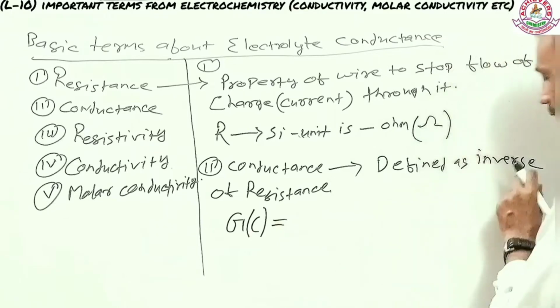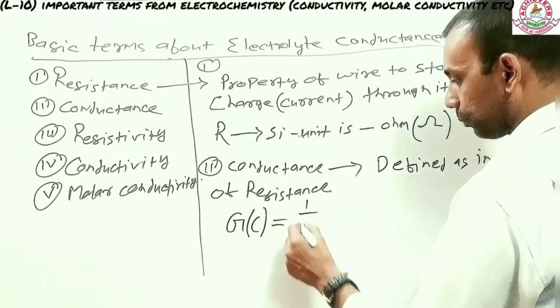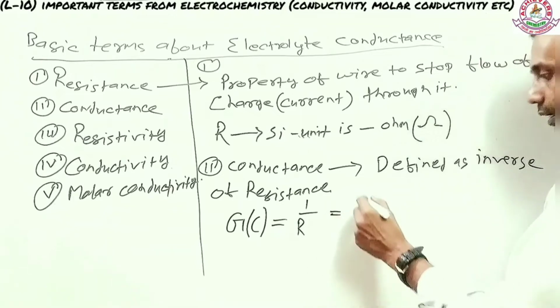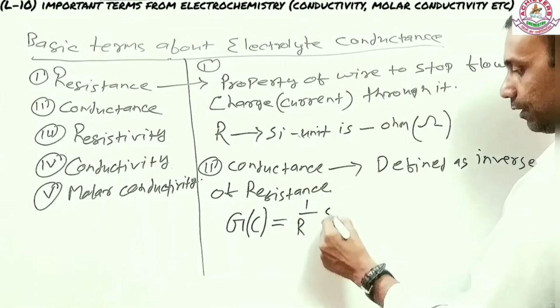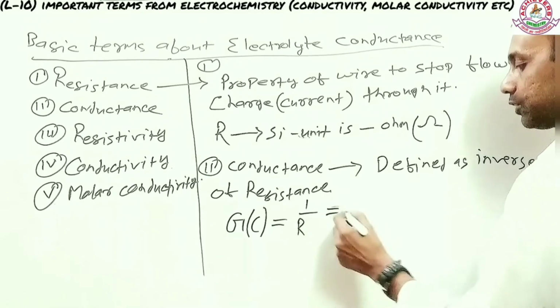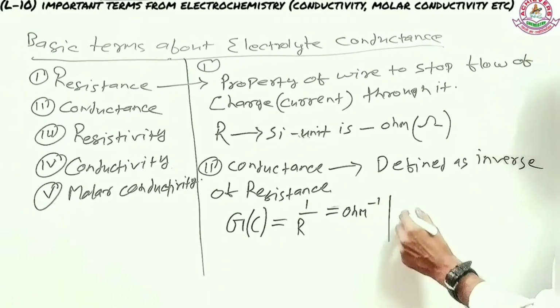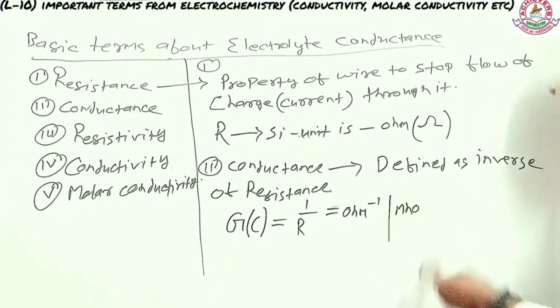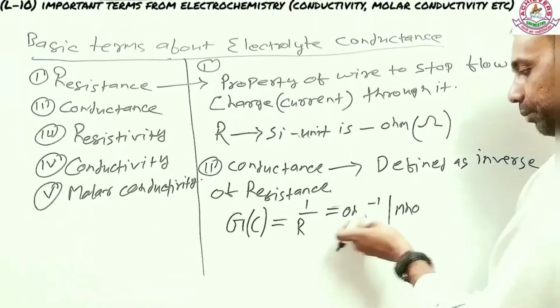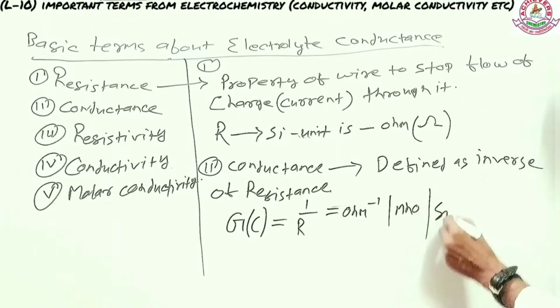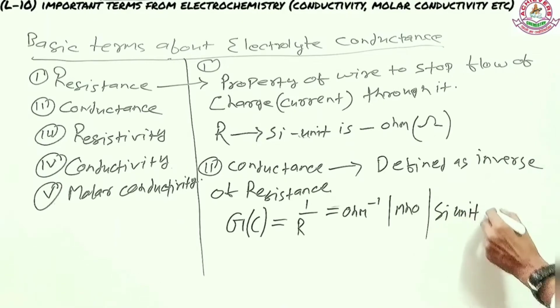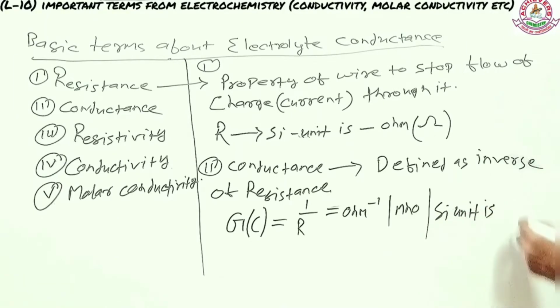G is going to be equal to 1 upon R. So what's the formula going to be? This is its unit going to be ohm inverse. Sometimes it's written as MHO, mho. I don't know who made all this, but sometimes this is inverted. But its SI unit is Siemens. Some people call it Siemens. I don't know why. Which is also represented as capital S.